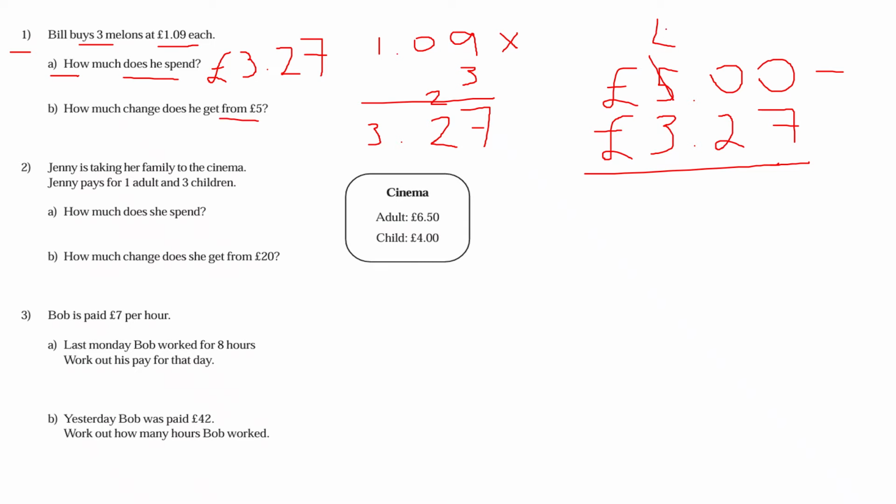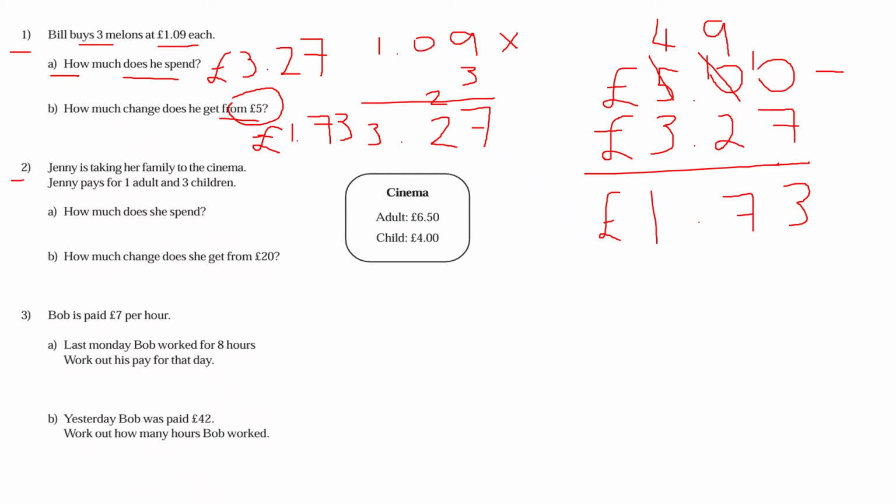That's going to become a 4. That's now going to become a 10. I'm going to borrow from that to make that a 9. That becomes a 10. 10 take away 7 is 3. 9 take away 2 is 7. The decimal points line up. 4 take away 3 is 1. So my answer is £1.73, and that's how much change he gets from spending 3 melons at £1.09 each with a £5 note.